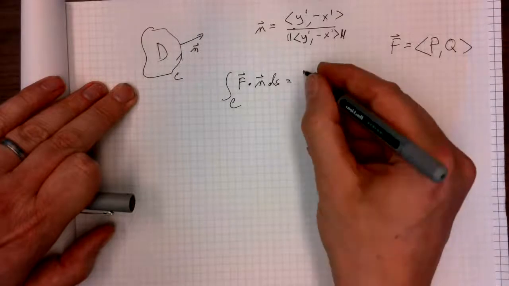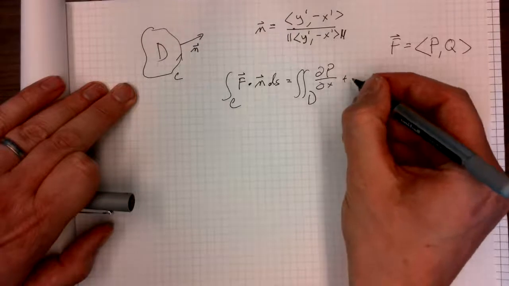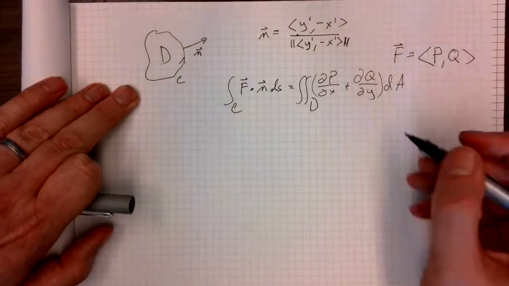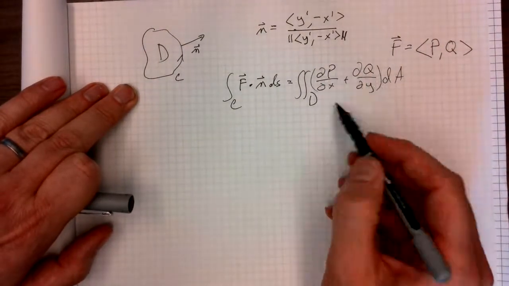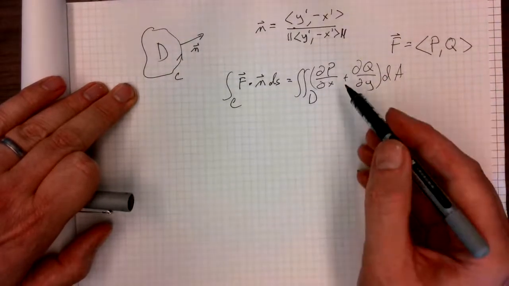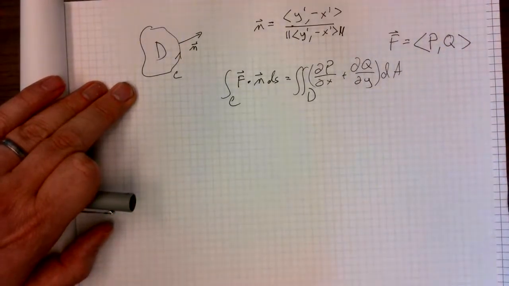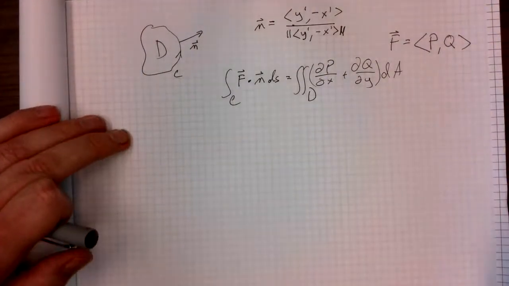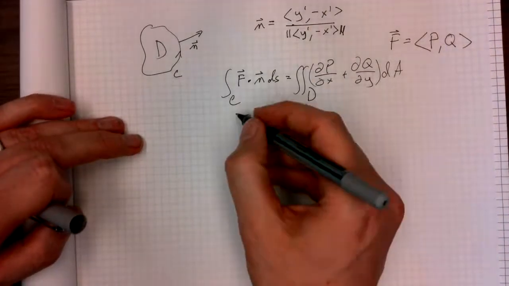Then this guy, that's the integral over D of dP/dx plus dQ/dy. It's sort of an easier version over here. This expression is usually called the divergence of F, right? And how does this work? Well, it's still the same as Green's theorem, because what it really is.